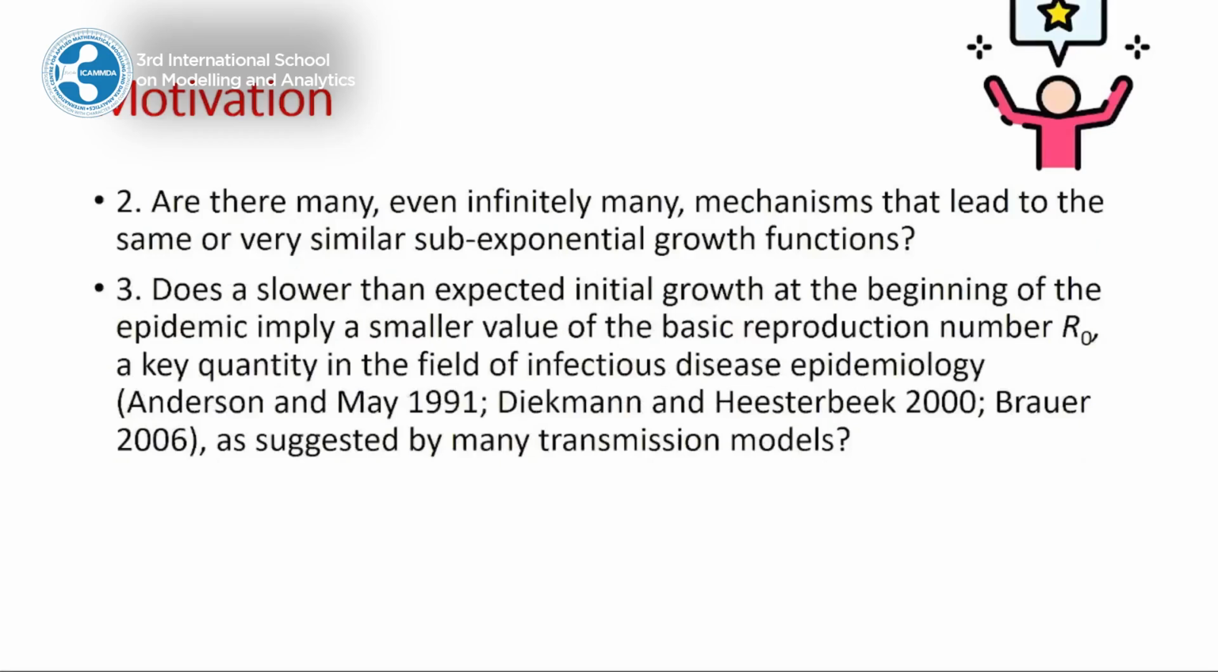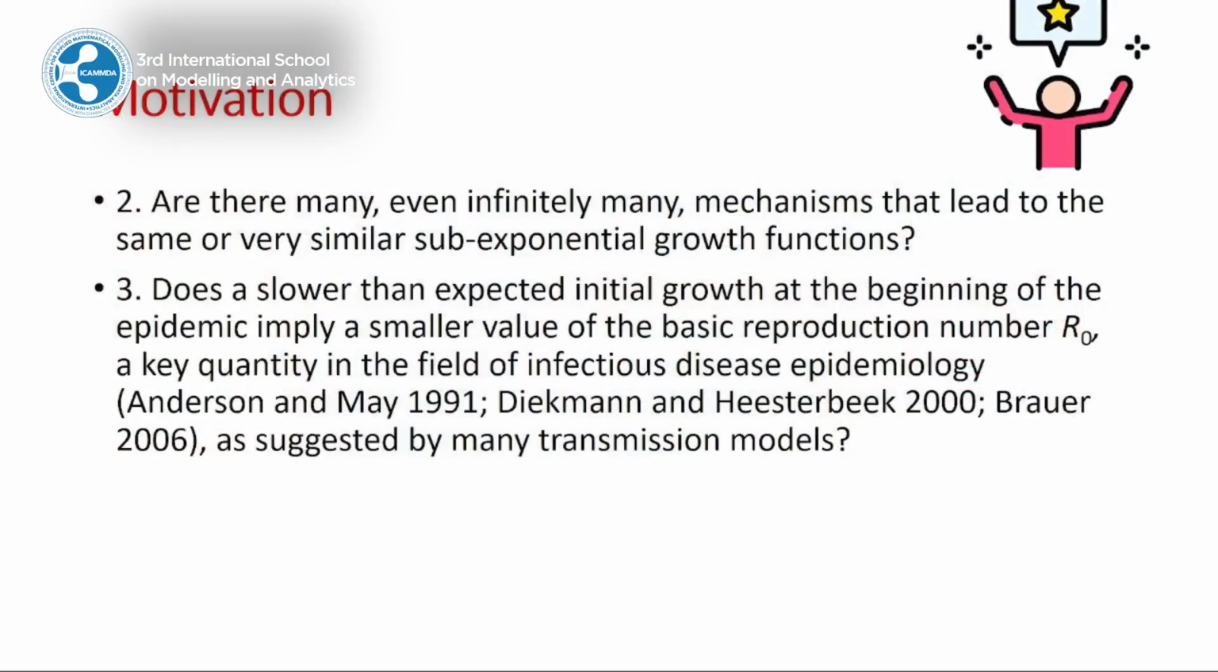So now, are there many, even infinitely many mechanisms that lead to the same or very similar sub-exponential growth functions? Do we have other things that are contributing to the growth that we are seeing? Does a slower than expected initial growth at the beginning of the epidemic imply a smaller value of the reproduction number? When the epidemic growth is slower compared to one that is faster, does it affect the reproduction number? That is true, actually. Because, like we said, at least one person can infect two persons. So if the epidemic growth is not very fast, then the R naught will also be affected. That is, the average number of secondary cases produced by one primary case will be lower than when the growth is faster.